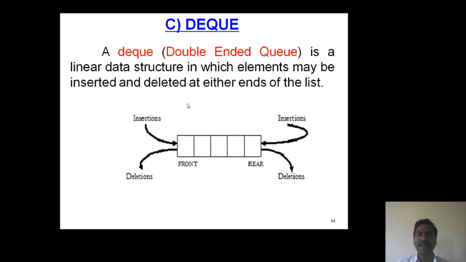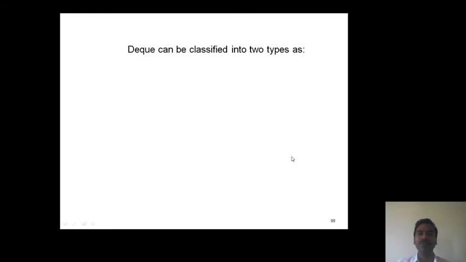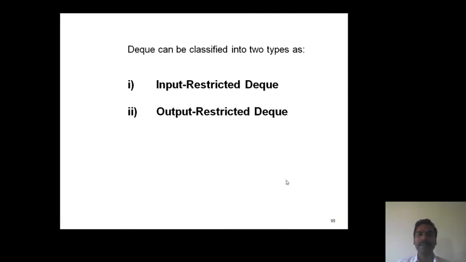Now this is the diagrammatic representation of a deque. Here we have the front end and the rear end. Rear end allows both insertions and deletions. Front end also allows both insertion and deletion operations. Based on the way of performing operations on a deque, it can be classified into two types: input restricted deque and output restricted deque.